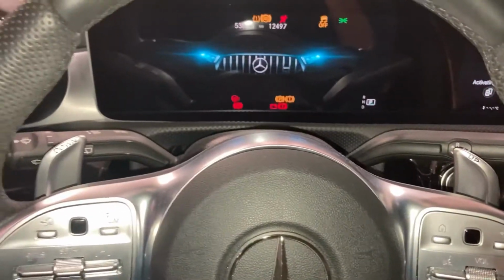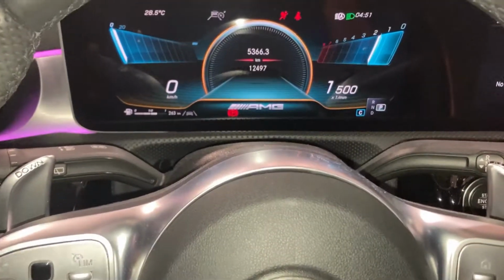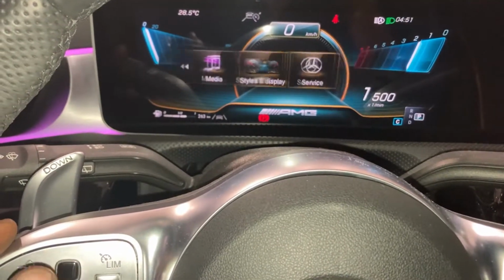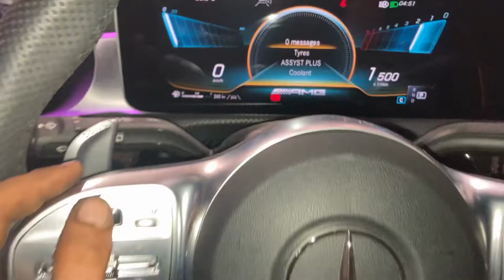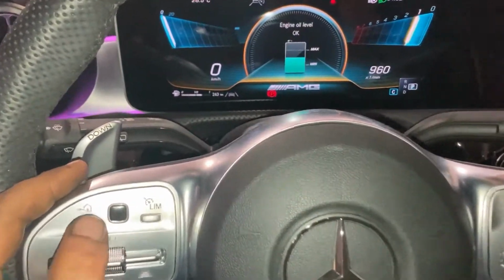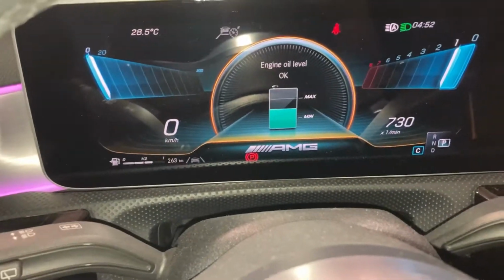Then start the engine and go into service. Press OK. Then scroll down to engine oil level. So this is the engine oil level.